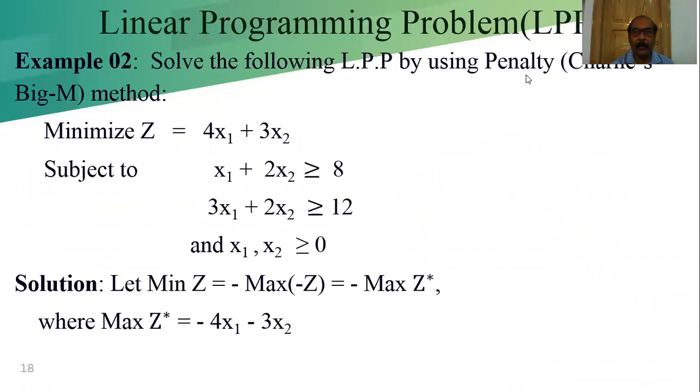Solve the following LPP by using the penalty Charnes-Big-M method. Minimize Z is equal to 4x1 plus 3x2, subject to the constraints x1 plus 2x2 greater than or equal to 8, and 3x1 plus 2x2 greater than or equal to 12. Both are of the greater than or equal to type, with x1, x2 greater than or equal to 0.